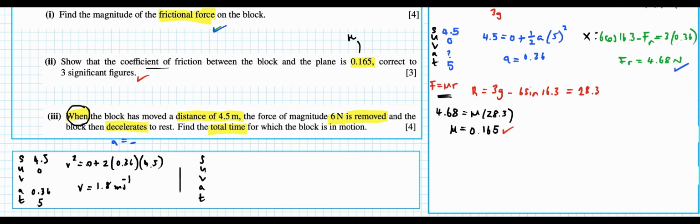That's one thing that often happens in these questions when you do two stages of motion. Your final velocity from the previous stage is now your initial velocity. Our final velocity is 0. It comes to rest. It completes its journey.